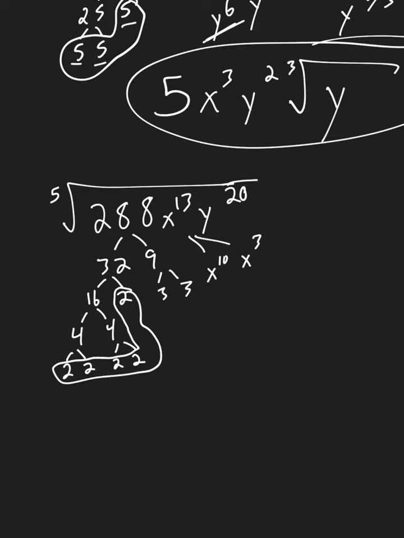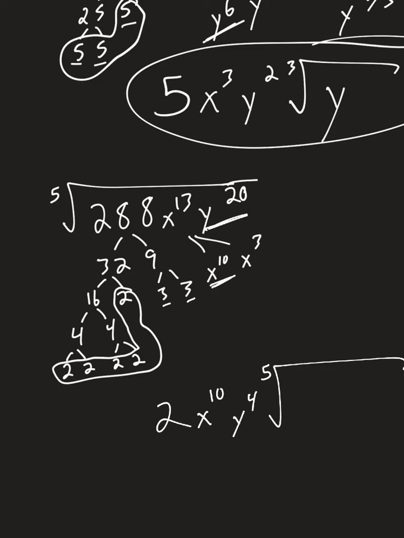I've got a group of 5 2s, so 2 goes out front. The leftover 3s will go underneath. The fifth root of x to the 10th, that's x squared, because I do the exponent divided by the index. The fifth root of y to the 20th, that's y to the 4th. So that stuff all goes outside.